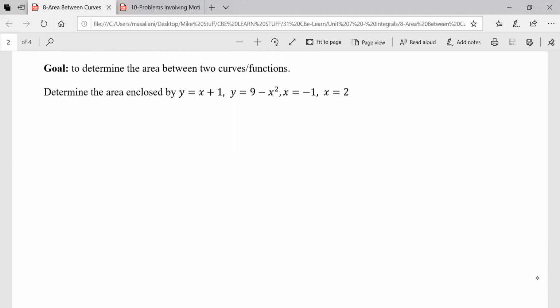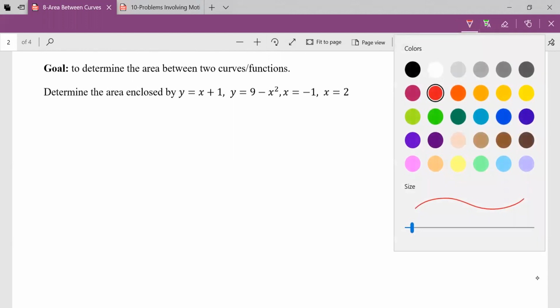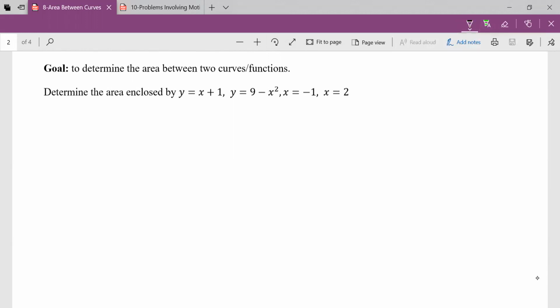Whoa, wait a minute. I thought you said a second ago this wouldn't be too bad. I'm not lying to you. It just looks worse than it is. Okay, here we go. As soon as we draw this, you'll see what I'm talking about.